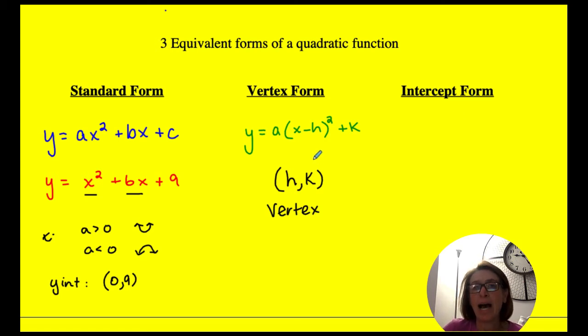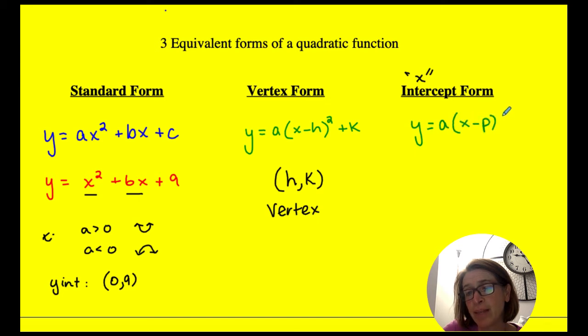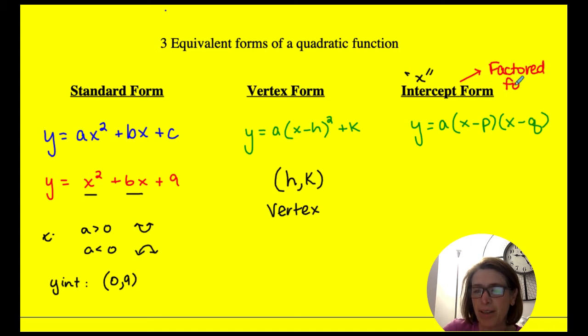The last one I'm going to formalize right now, but you probably don't really have it as a formal vocabulary word in your toolbox. So if I were to take standard form and factor it, that's actually when we get intercept form. And if it were me, I would call it x-intercept form. Okay, and that's going to look like this. y equals a, x minus p, x minus q. So look, it's in factored form. So we could also, if we really wanted to, call it factored form. I sometimes call it that.